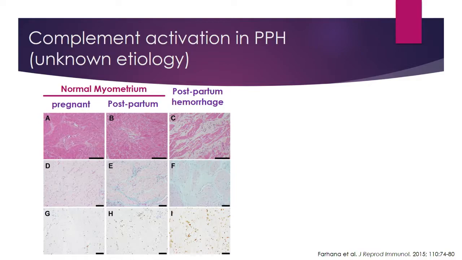And what they did here was they stained the myometrium with regular H&E. The leftmost panel here is healthy pregnant myometrium, this is postpartum myometrium, and this is postpartum hemorrhage myometrium. And clearly, histologically, you can see the differences.